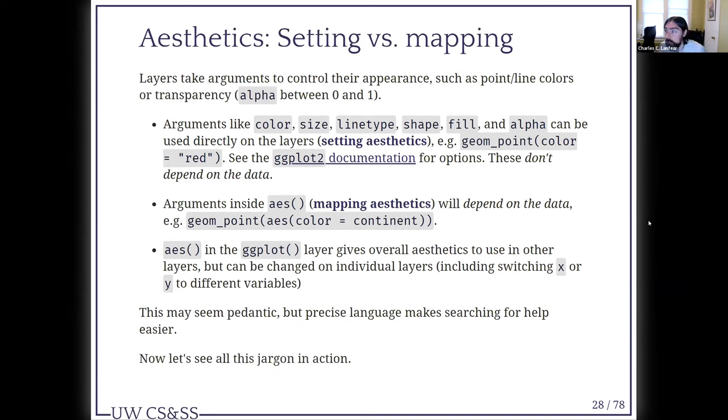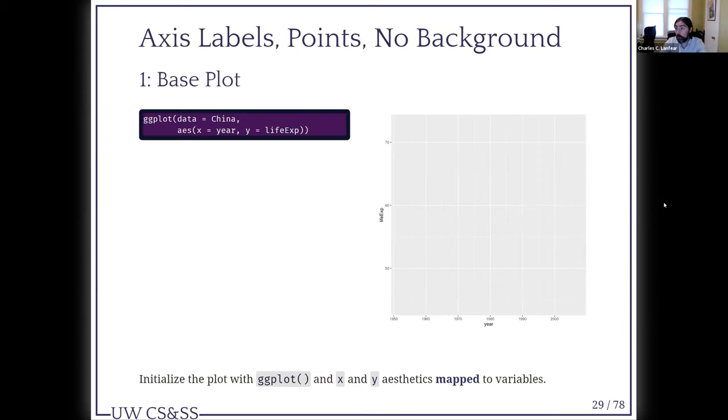Okay, let's see it all in action. Let's get rid of all these dumb words and let's see some pictures. Okay, so let's build a plot from scratch. So let's begin with this ggplot function call. I'm going to say here, ggplot, we want the data to be the China data.